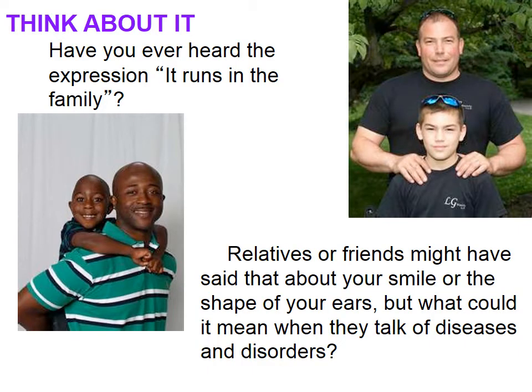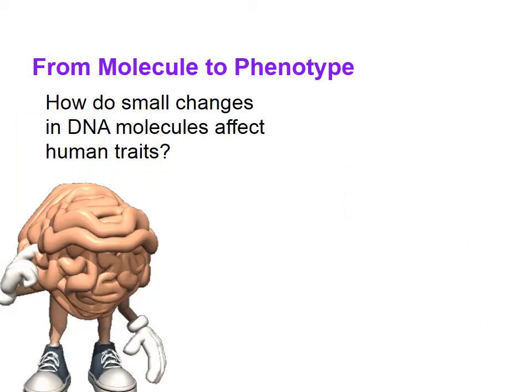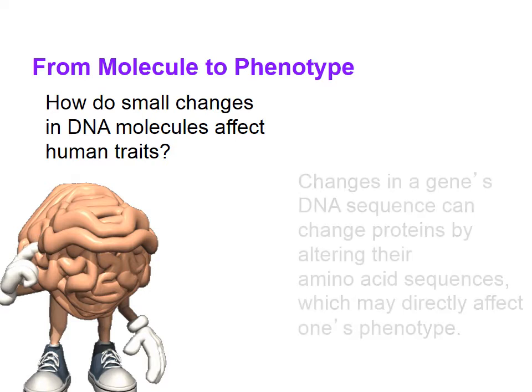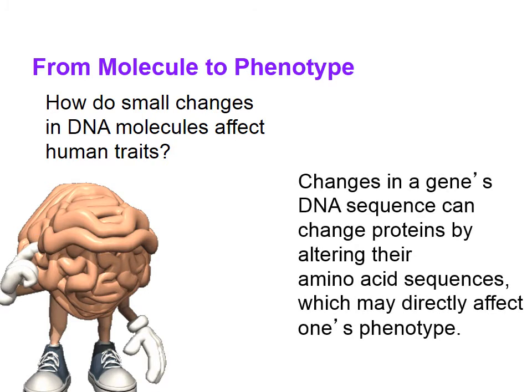So have you ever heard the expression that it runs in the family? Well, relatives or friends might have said that about your smile, the shape of your ears, maybe the shape of your head. But what does that mean when we talk about diseases and disorders? Well, we're talking about inherited diseases now. So small changes in DNA molecules affect human traits. We know this. And we know that it indirectly affects a person's phenotype.